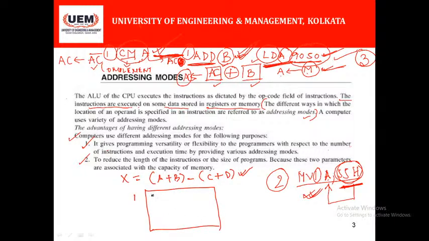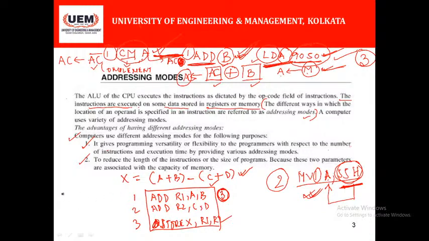Our first sentence is ADD R1, A, B. Our next sentence, number 2, is ADD R2, C, D. Our third sentence is STORE X, R1, R2. So 3 sentences, or 3 instructions, are required here. So the size of the program contains 3 sentences or 3 instructions.